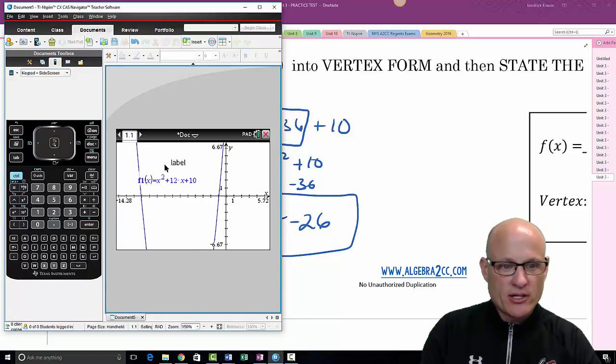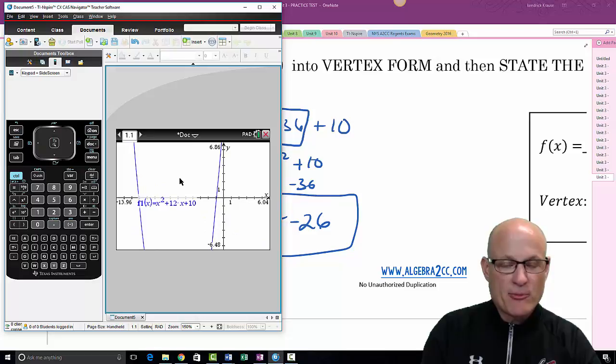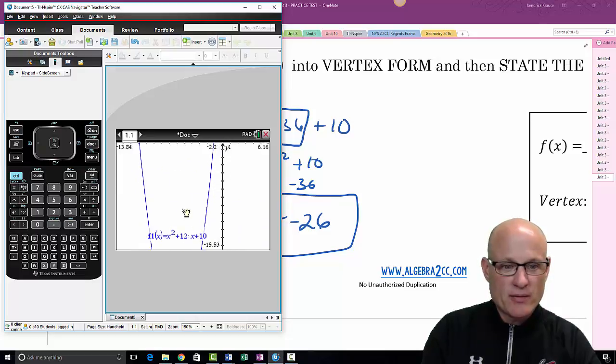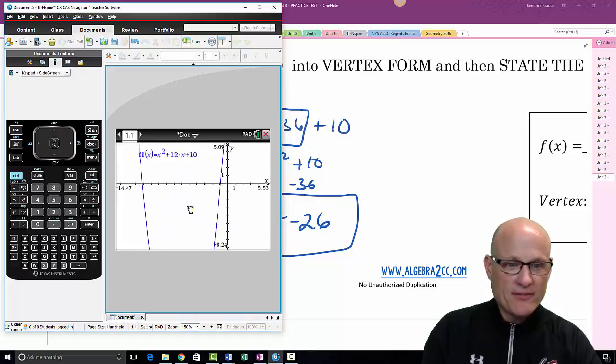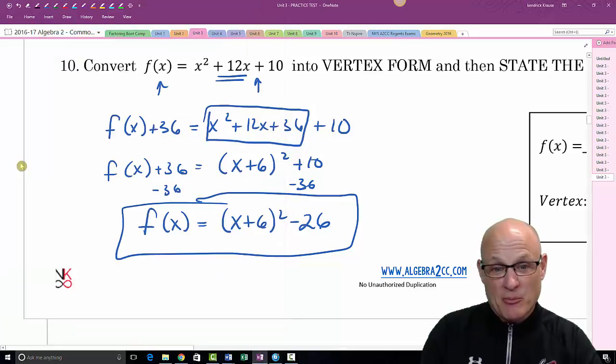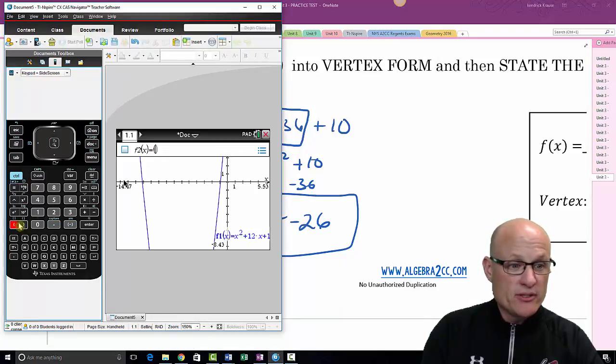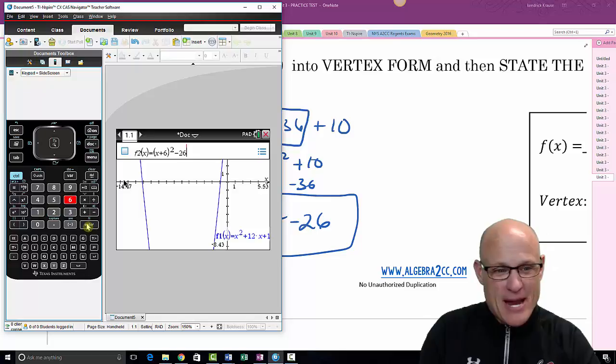I just grab that and bring that over. See how I just click and bring that over like that? There's my parabola. Right? I can find the bottom of it if I want. See, there it is. Just clicking. Whatever. I graph it, see a picture of it now. Hit tab. And I'm going to put the answer I came up with, which was parentheses x plus 6 parentheses squared minus 26.